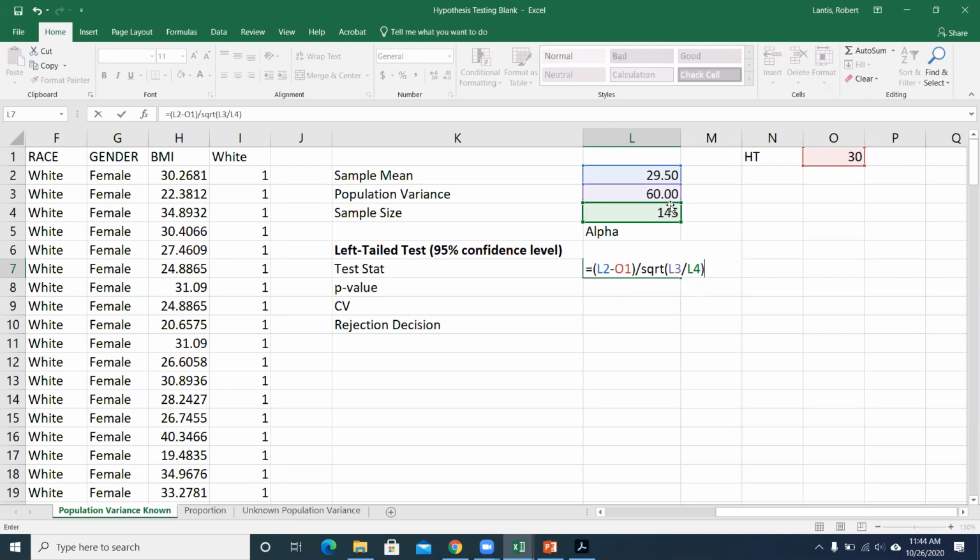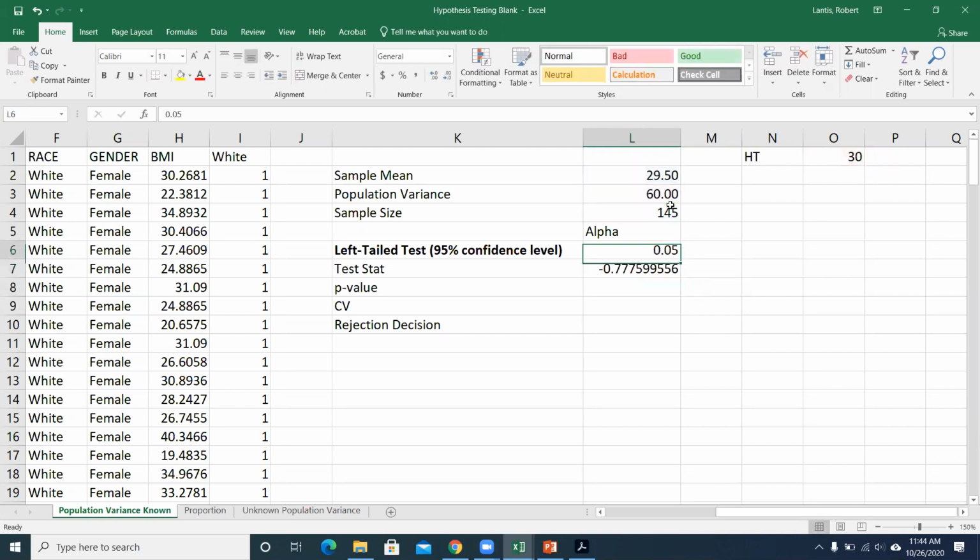That shouldn't be too bad. So once we have this test statistic, and I want to do this at a 95% confidence level or an alpha of 0.05, I get this test statistic that's negative, which makes sense because I found a sample mean below what I assume to be true here. Not much below, but it was below it. So now if I want to find a p-value, I still get to use that standard normal distribution, norm.s.dist.